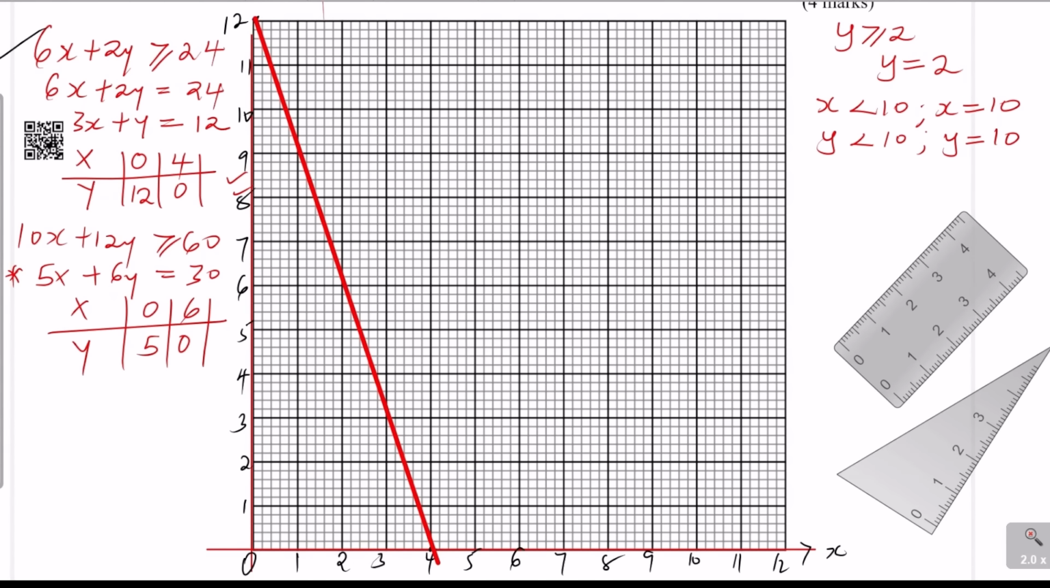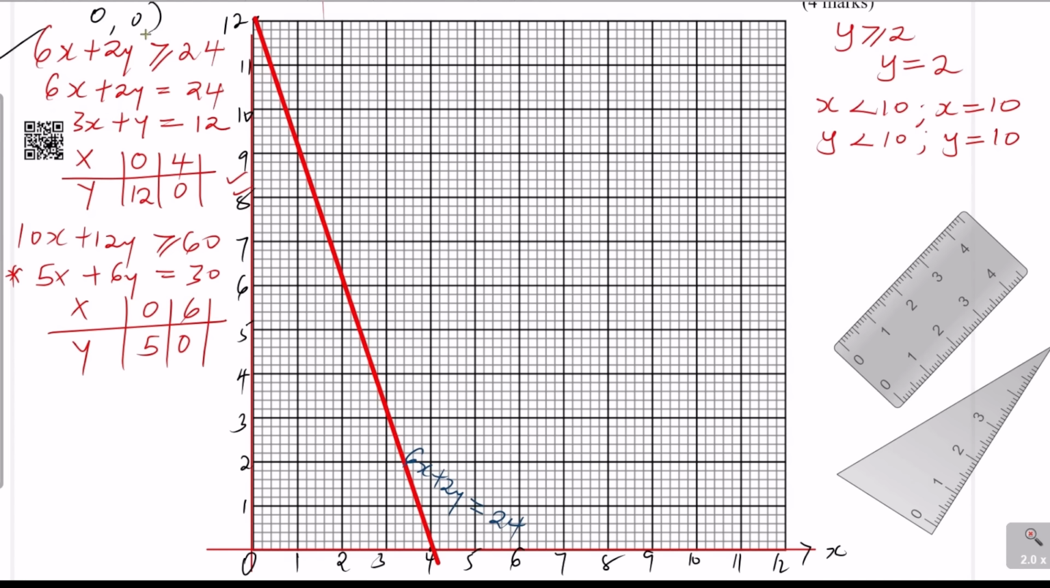Write the equation of that line. This line is 6x plus 2y is equal to 24. Now let us decide on the side that you're going to shade, and this is what you do. I will pick a point on either side of this line. Let me pick a point from this side where we have 0, 0. Pick a point like 0, 0 on the lower side of that line.